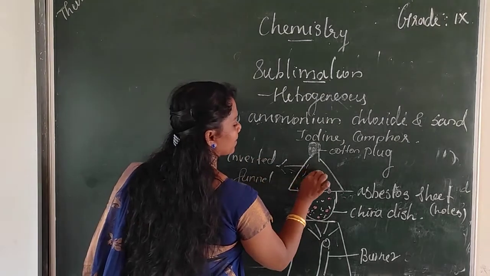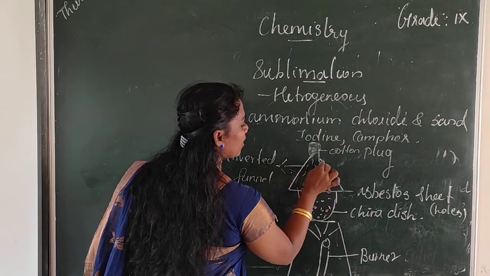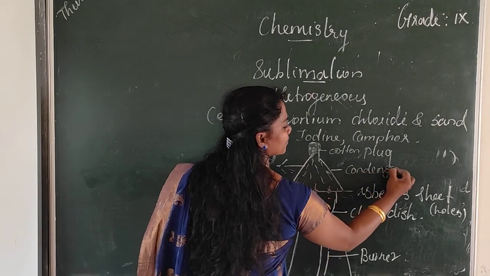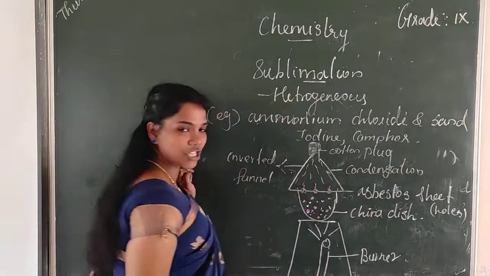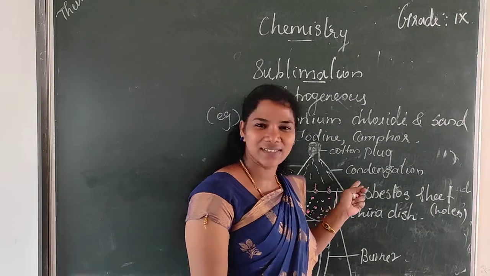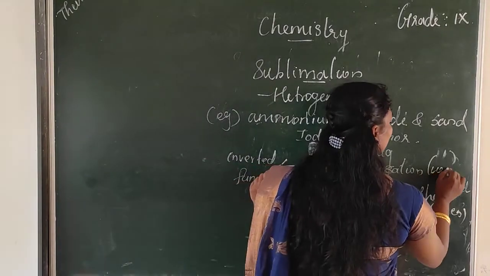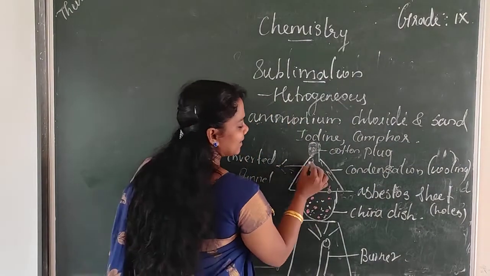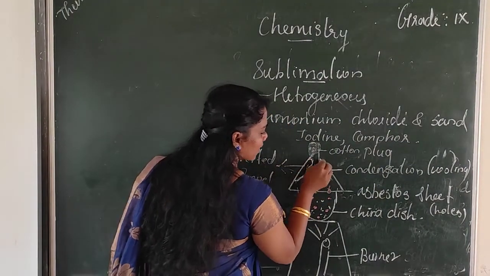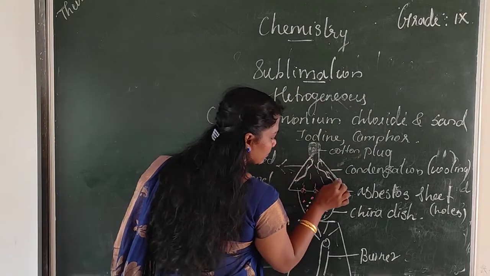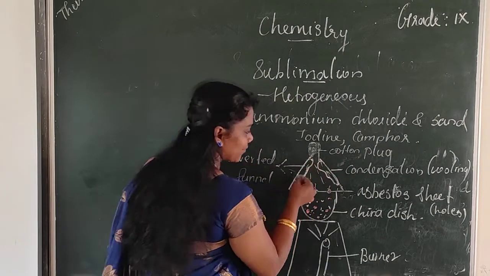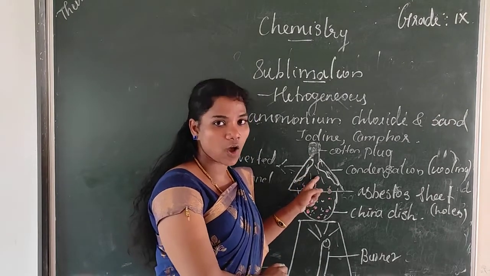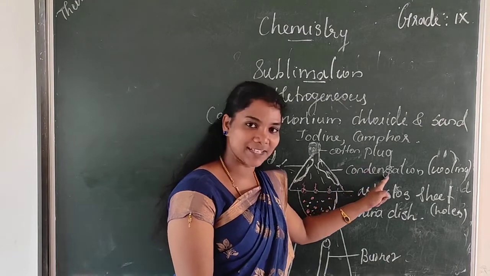So now the gas vapor is inside the funnel. Now the funnel is subjected to what? Condensation. Condensation means what? Cooling, isn't it? Cool this funnel. Again on cooling, what will happen? Our ammonium chloride forms solids. Again our ammonium chloride is converted into what? Solid. This gas is directly converted again into its solid state by the process of condensation.